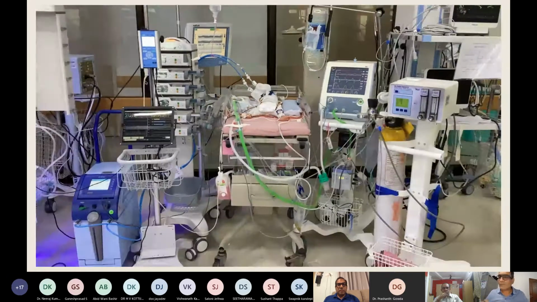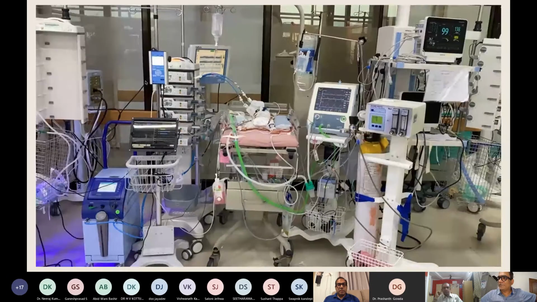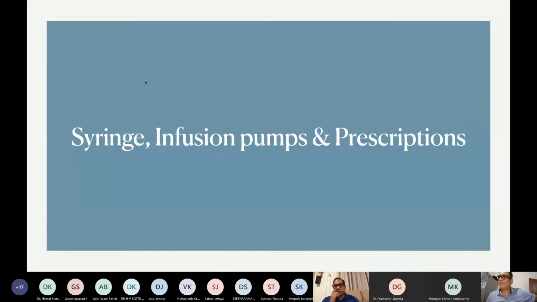And what happens is, in the past, we used to take data from all these things by hand, which is quite cumbersome and complicated. So the current concept is trying to digitize everything, and that's what the previous speakers have highlighted. I'm going to focus on certain areas of my topic today. So syringe, infusion pumps, and prescriptions.